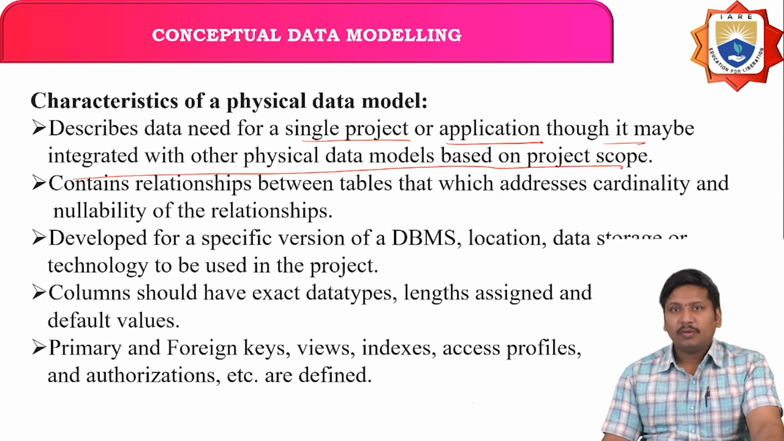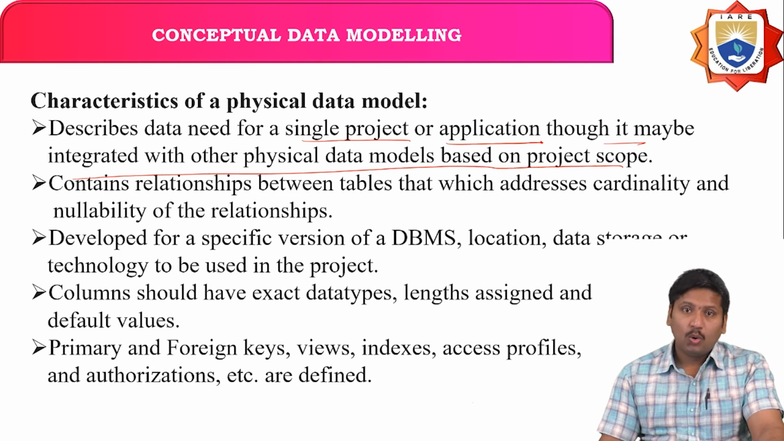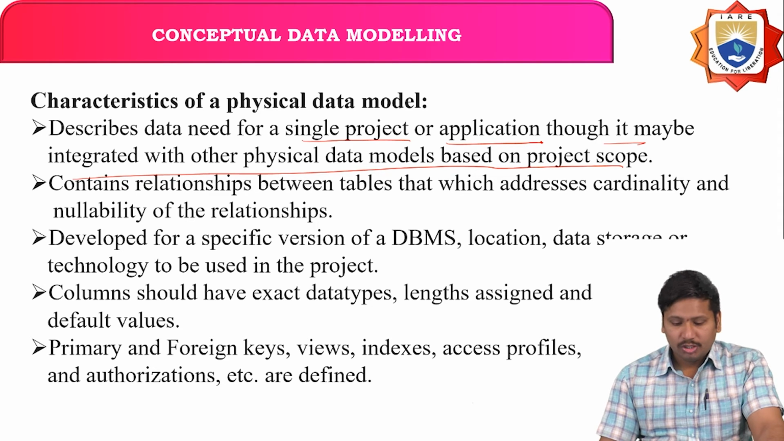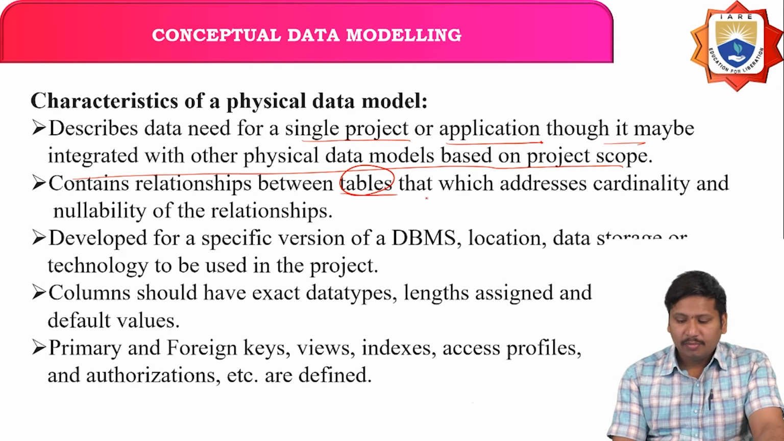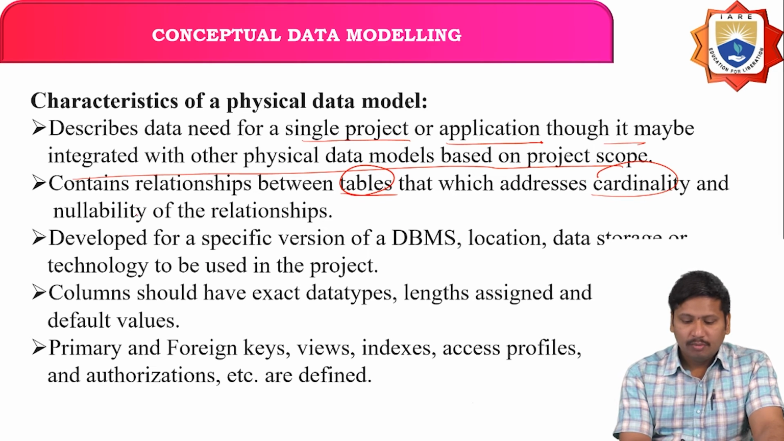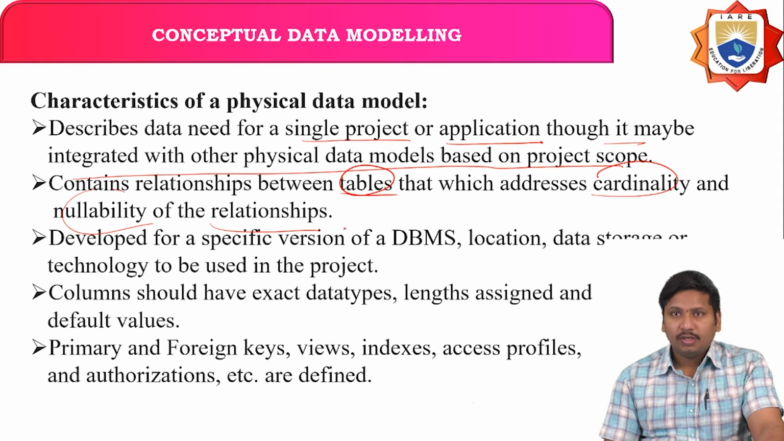Right. So the physical data model also describes the data needed for a single project or the entire application, though it may be integrated with other physical models based on the project scope. It also contains the relationship between the tables, which addresses the cardinality and the nullability of the relationship. So how many rows are maintained in the table has to be identified.